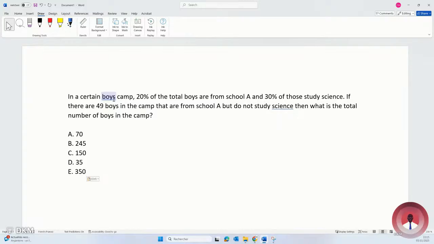Okay, so here it says a certain boys camp. In a certain boys camp, 20% of the total boys are from school A and 30% of those study science. So the first information we have here is that the camp is made up of only boys, so we don't have girls. So it's only talking about boys. Okay, and we have 20% of the total boys, like 20% of the population of the camp.